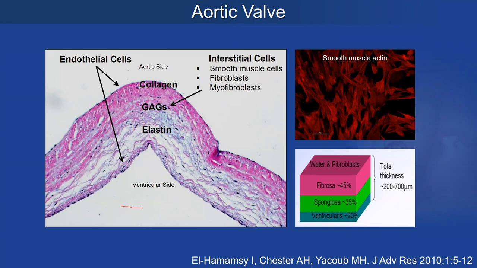And remember, an aortic valve is only about 1/3 of a millimeter in thickness. It opens and shuts over 100,000 times every single day. It has to adapt to changing hemodynamic conditions, and it performs normally for a lifetime in a normal tricuspid aortic valve.